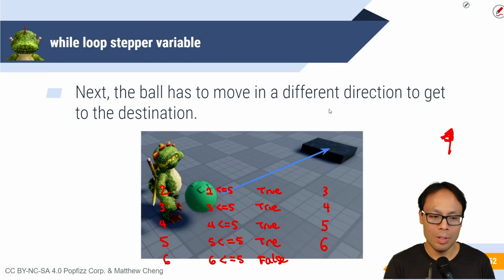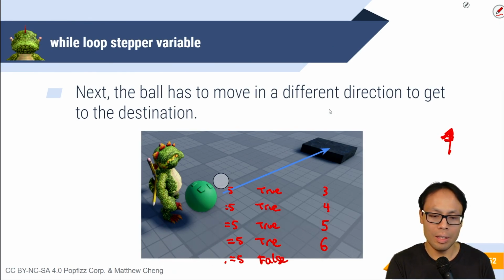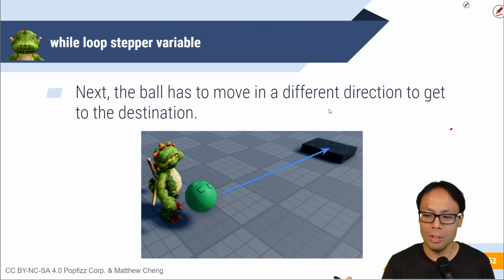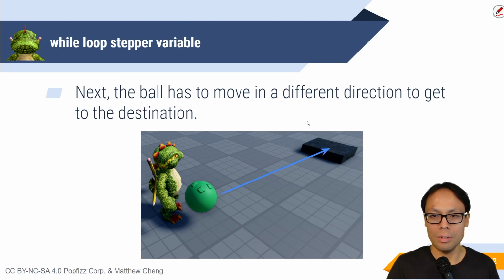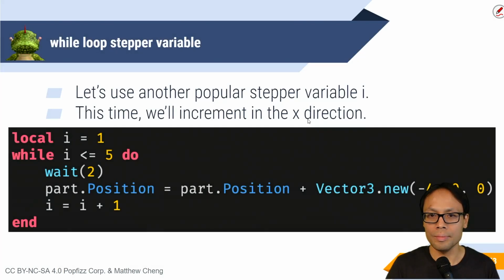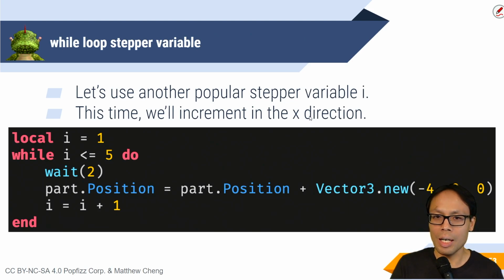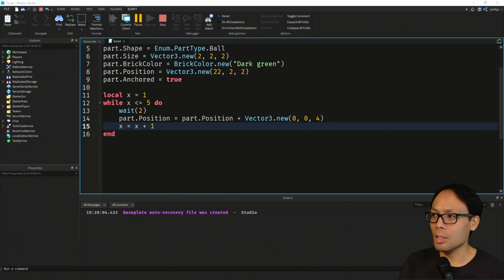All right. So the next step here is that we have to move the ball in a different direction in order to get to our final destination, which is over to the right. So to do that, again, we're going to use the popular stepper variable I this time, and we're going to increment in the x direction this time. So again, Vector3.new goes x, y, and then z. So let's go ahead and give that a try here.